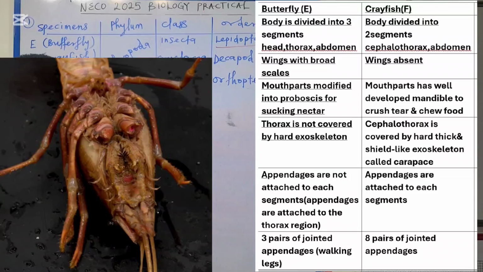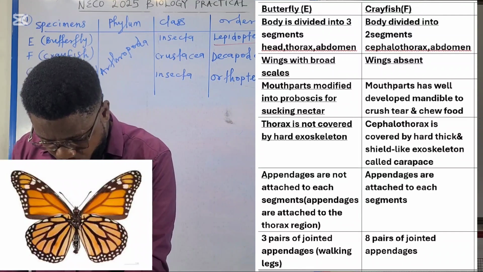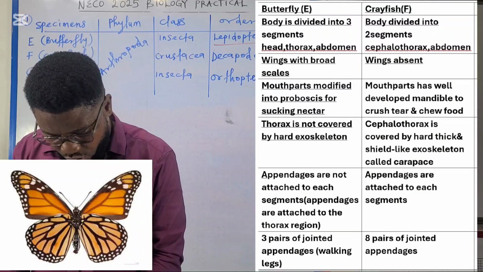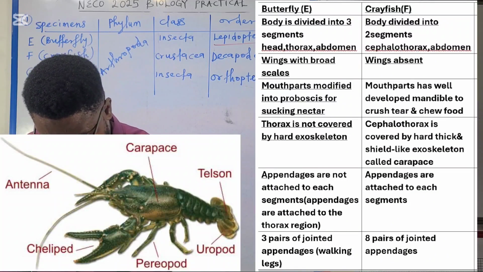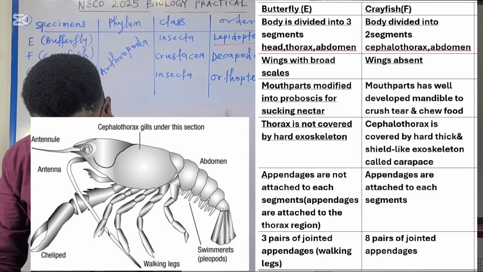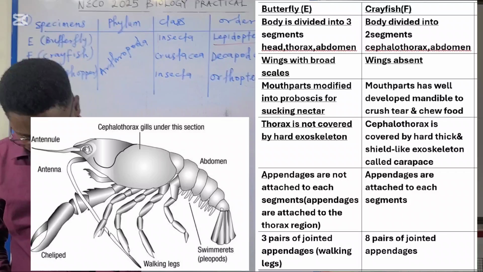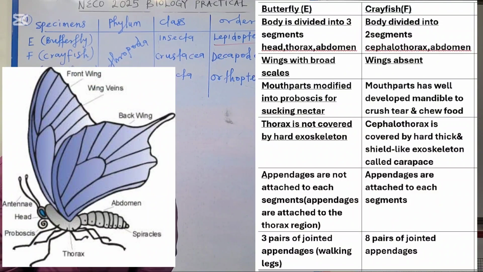Number 4, for the butterfly, the thorax is not covered by a hard exoskeleton, but for the crayfish, the cephalothorax is covered by a hard, thick, and shield-like exoskeleton called carapace.